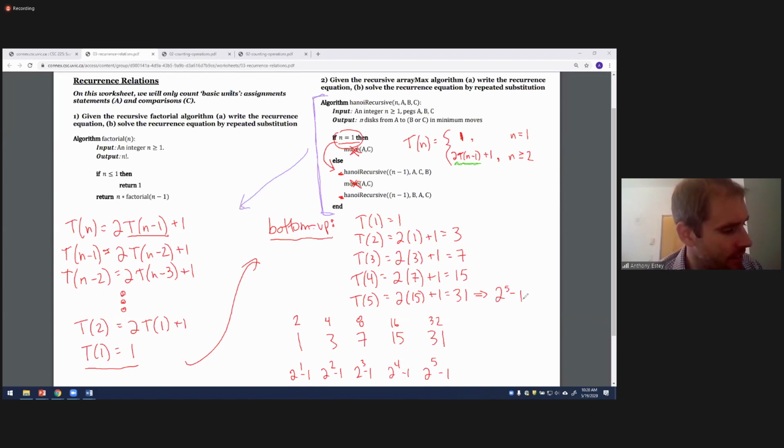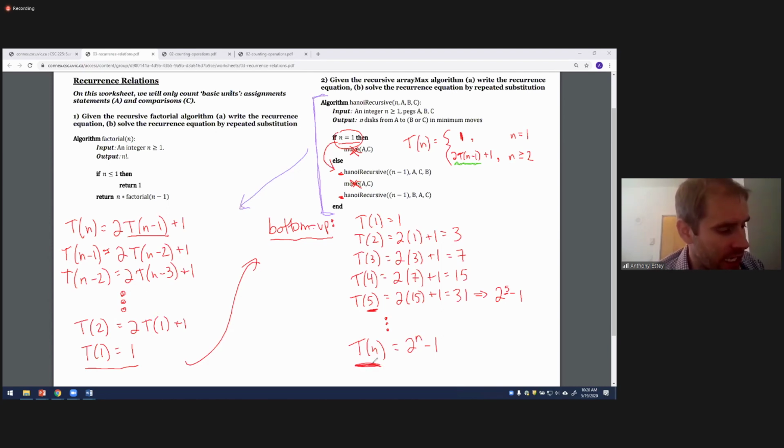So this term here is actually the power that we're using for 2. If I erase this really quickly, I know we've only got a minute left. What we'll see here is if we kept expanding this down, we'd eventually see that t of n is equal to 2 to the power of n minus 1.